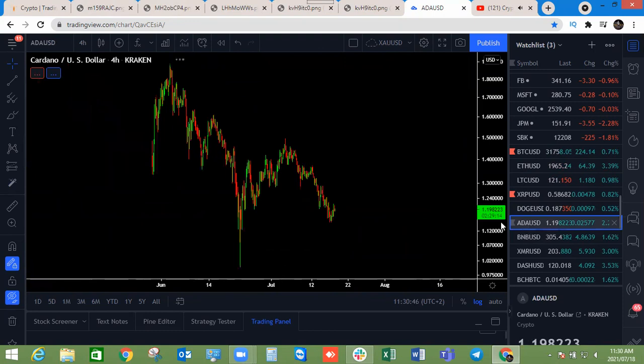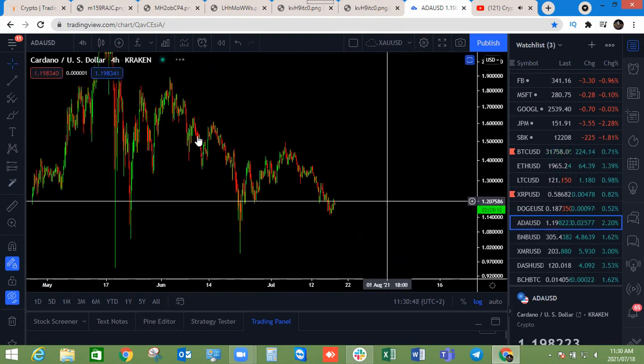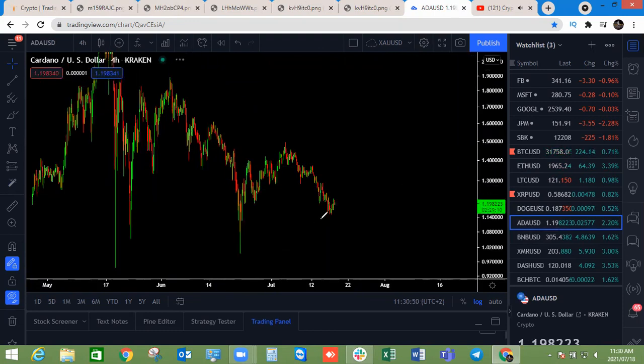ADA. ADA showing continuation to the downside, not a reversal in sight as yet. So we're going to see this one continue to the downside. Whether it reaches this level or not, we cannot confirm that as yet, but we can see that at least to about $1.08 on ADA before we get any bounce. Binance.